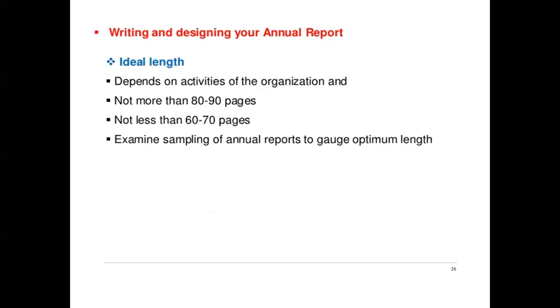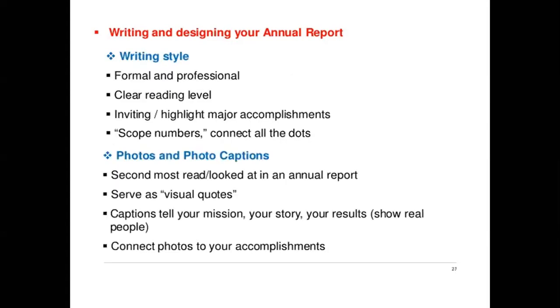Then the ideal length of your report depends on the activities, obviously. Sometimes a company progresses a lot in some years, and sometimes it's a mild year. So it depends on how many activities you have to mention in that report. But it shouldn't be more than 90 pages, and it shouldn't be less than 70 pages, 60 to 70 pages. That kind of report is designed for the annual. I'm saying again and again that it's an annual report. It's not a technical report or the budget report. Budget report I will teach you in the next lecture. Examine a sampling of annual reports to gauge the optimum length. Then writing style.